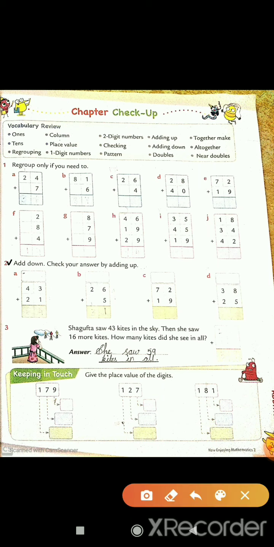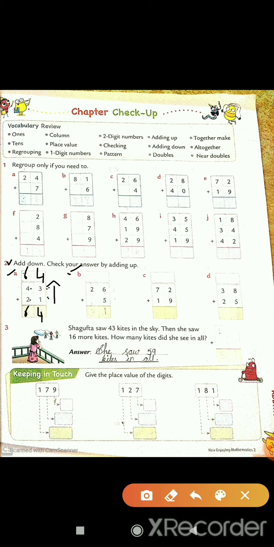Question number 2. Add down. Check your answer by adding up. A, 43 plus 21. First we have to add down. First add the ones. 3 plus 1. 3 plus 1 is 4. And 4 plus 2 at the place of tens. So 4 plus 2 is 6. Now we have to check our answer by adding up. So 1 plus 3, 4 and 2 plus 4, 6. Answer is 64.